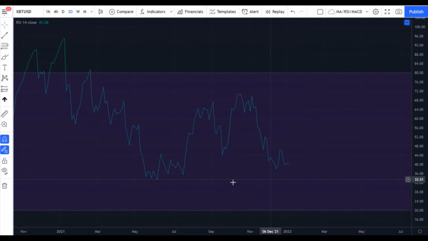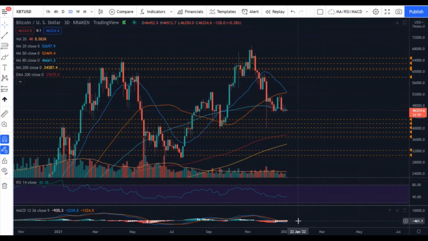So if it works its way down to 30, I mean, it bounced here at 33. We're sitting at 40. So it could work its way down, find some support in this area, and shoot back up. Then we look at the MACD.